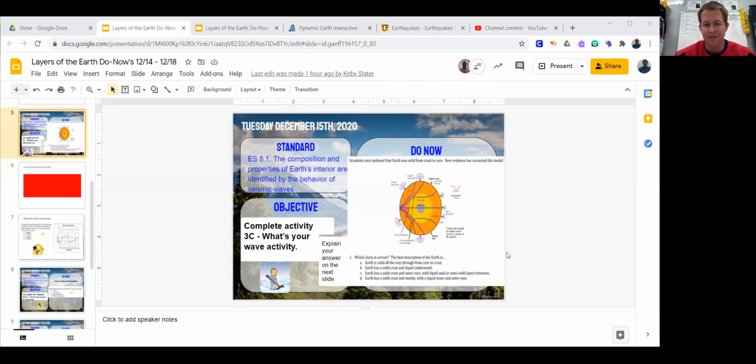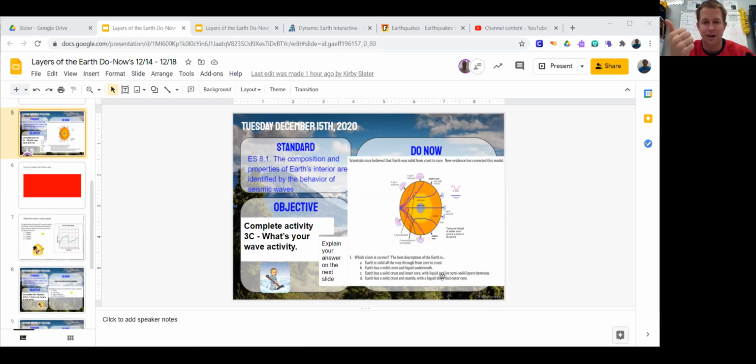So when we break that down, the word composition, what does composition mean? What is the composition of a peanut butter and jelly sandwich? Who could tell us what is the composition of a peanut butter and jelly sandwich? Okay, that would be peanut butter, jelly, and bread. So the composition of the layers are what they're made out of.